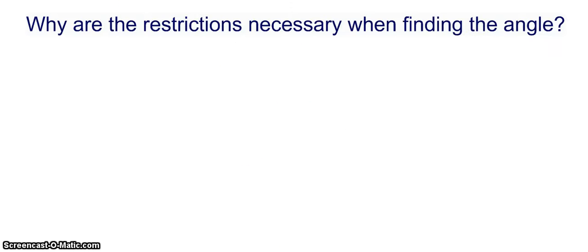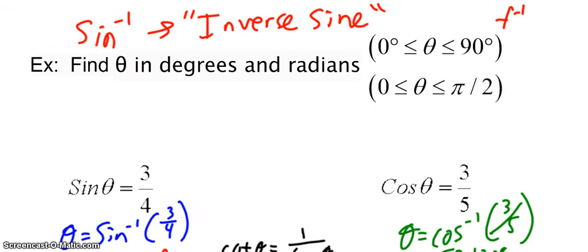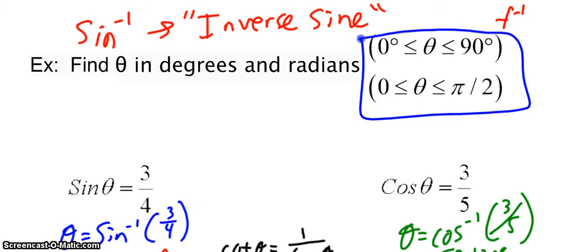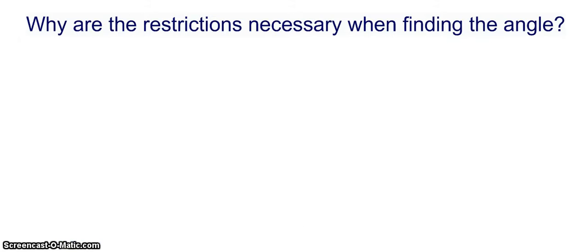Okay. So now I want to back up a second. Why are the restrictions necessary when finding the angle? And the restrictions that I'm talking about are these restrictions. So why did we have to have those restrictions? Did we even have to have those restrictions? Am I leading you here? Am I trying to trick you here? What's going on? So I want you to take a minute and think about why were those restrictions necessary? Were they even necessary? Maybe, I don't know. But try to write something down, pause the video, and then unpause and we'll discuss your answers.